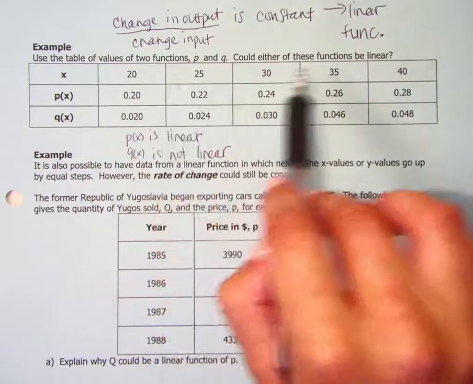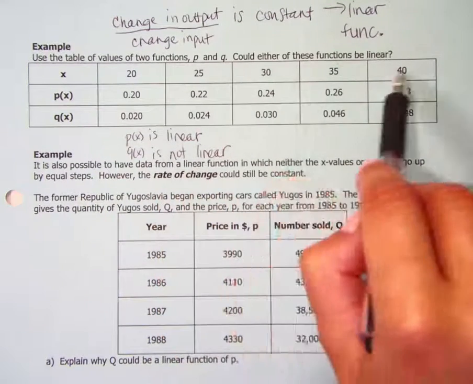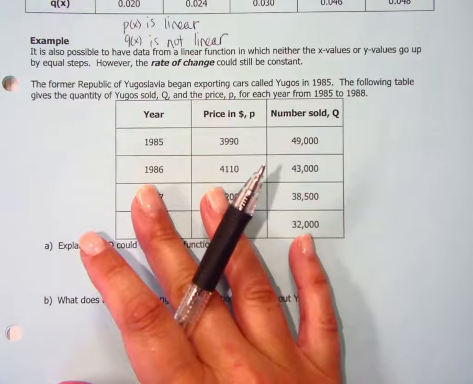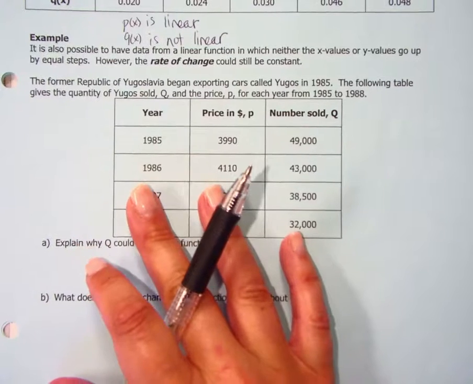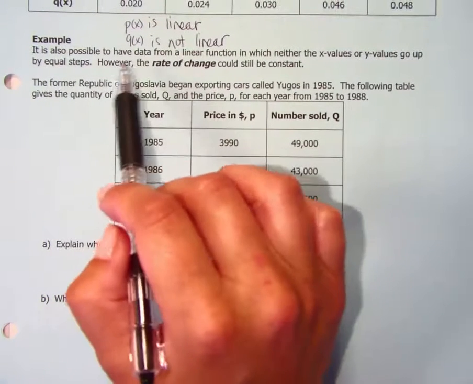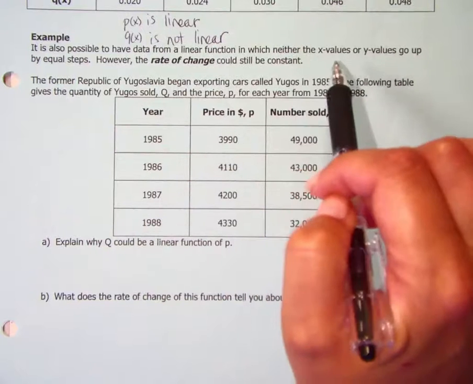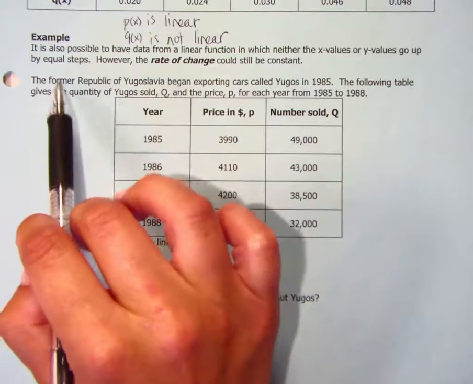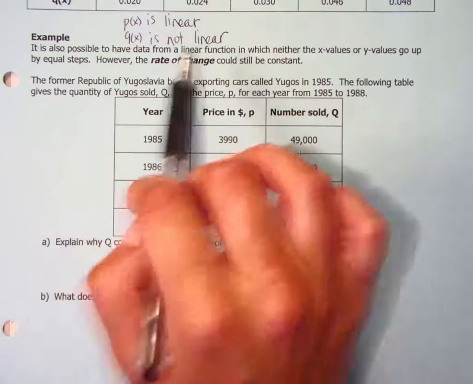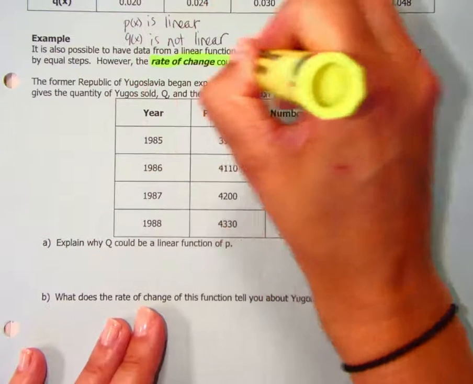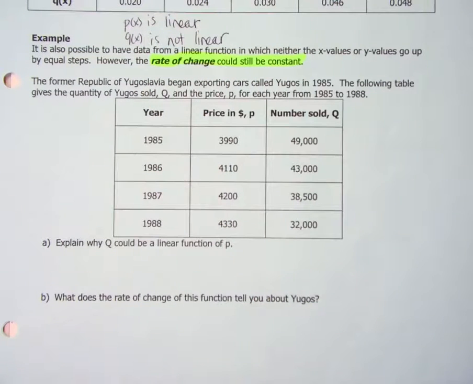I said it's important to note that those X values are increasing by the same amount. That's not always going to be the case. If you look at the next example, it says it's possible to have data from a linear function in which neither the X nor Y values go up by equal steps. But again, it is the rate of change that needs to be constant.